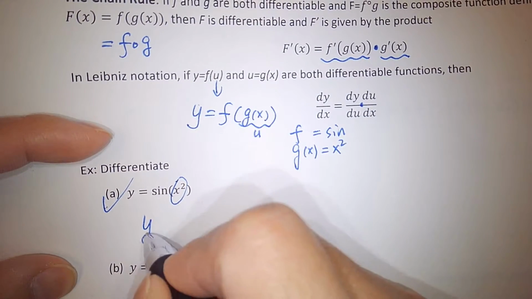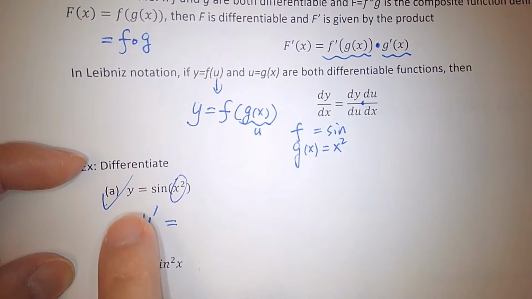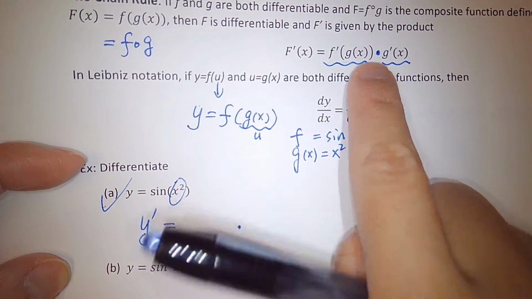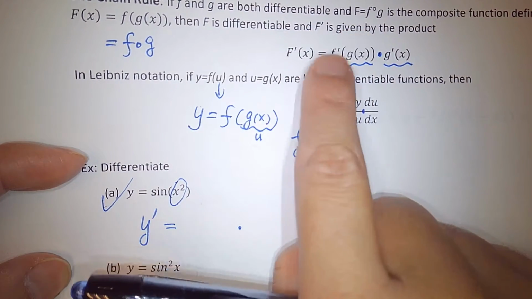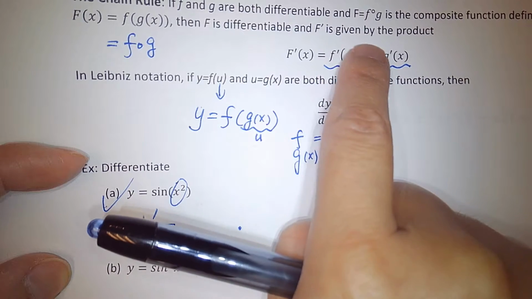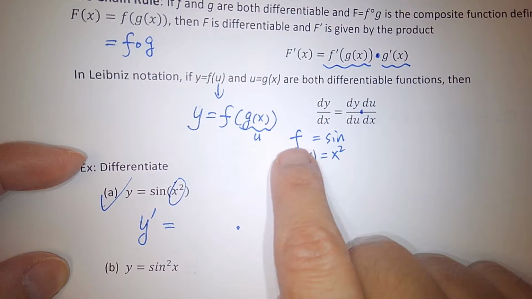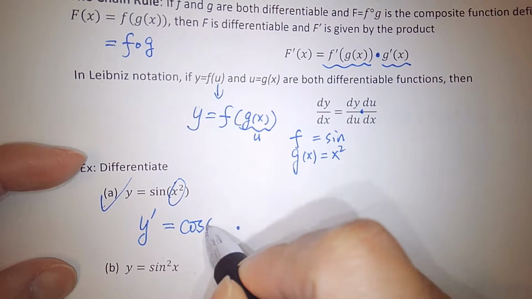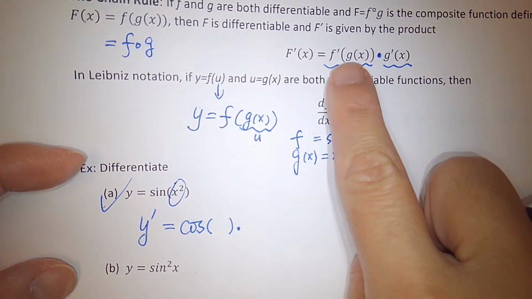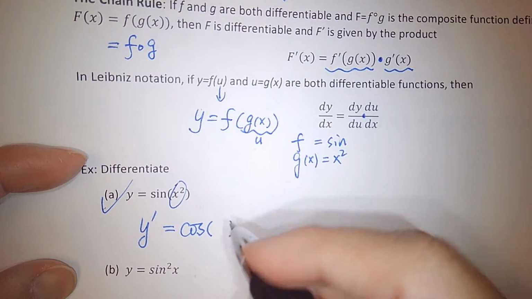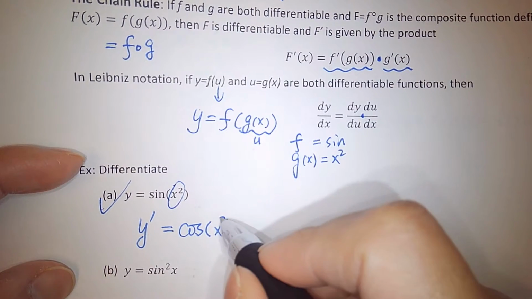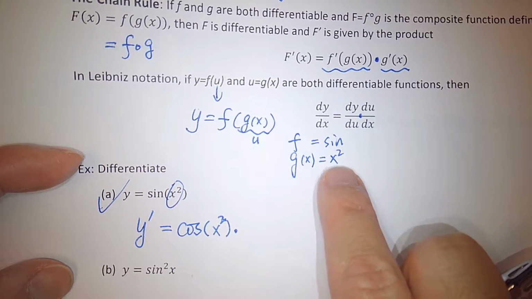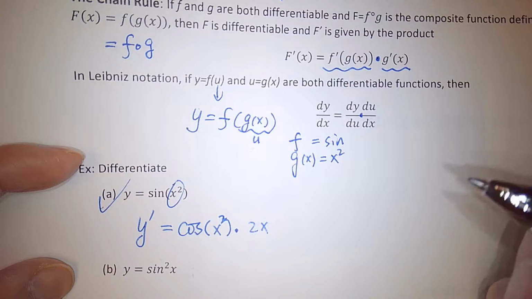So, the derivative of y equals what? Product of the derivative of f of g of x, okay? So f, what is the derivative of the same function? Cosine, right? So it is going to be cosine of what? Of g of x. What is g of x? X squared. And then times the derivative of g, right? What is g's derivative? What is x squared's derivative? 2x.